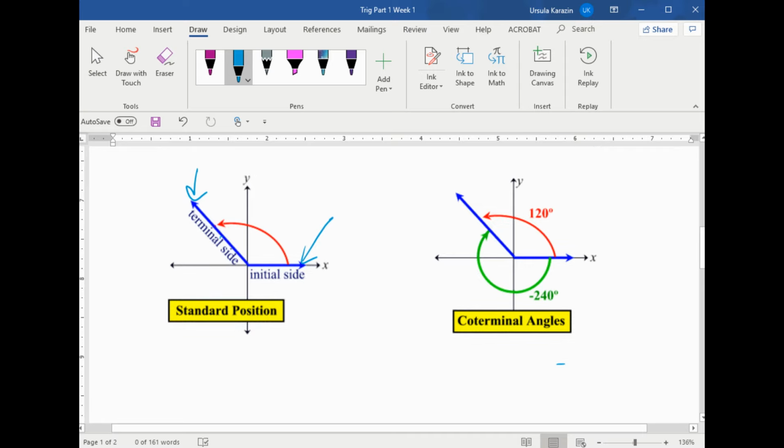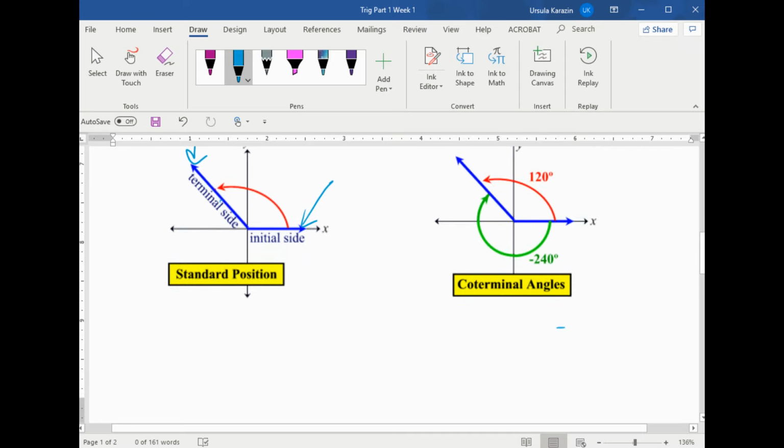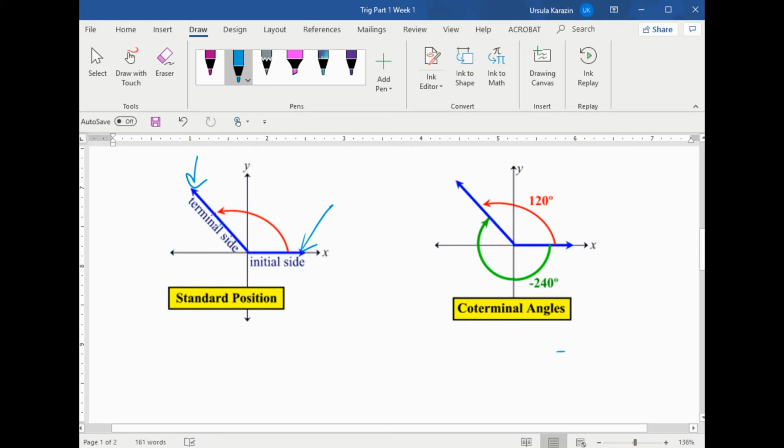All right, the second thing I need you to be able to get out of this lesson is this idea of coterminal angles. Coterminal angles are going to look exactly the same. It's two angles that look exactly the same but have different measurements. How can that be, if they really are the same? Well, here's one idea. One goes in the positive direction, the other one goes in the negative direction.